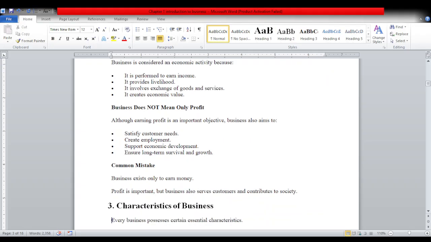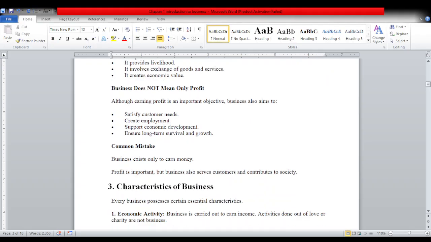But what are the common mistakes we can assume? Business exists only to earn money. This is a wrong myth. Profit is important, definitely, but business also serves customers and contributes to society, right? This is the important fundamental mistake that we usually have in our mind: we usually think that profit is only earned by the businessman, and the businessman is not concerned with economic issues, problems, society and the customer. Definitely they are associated with the problems and the risk associated with the business and the customer.